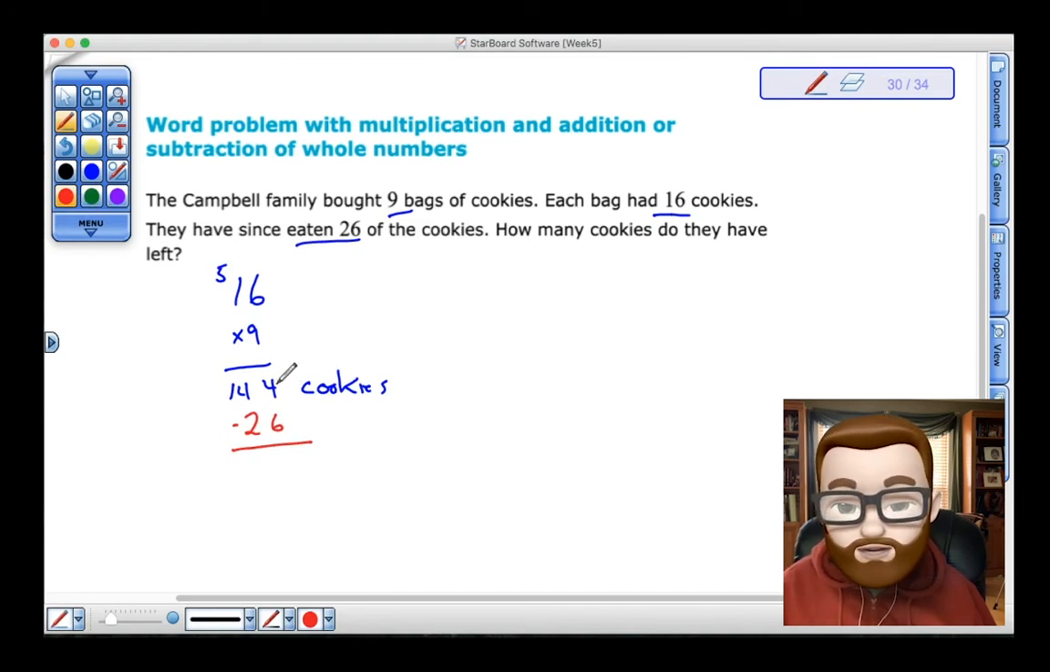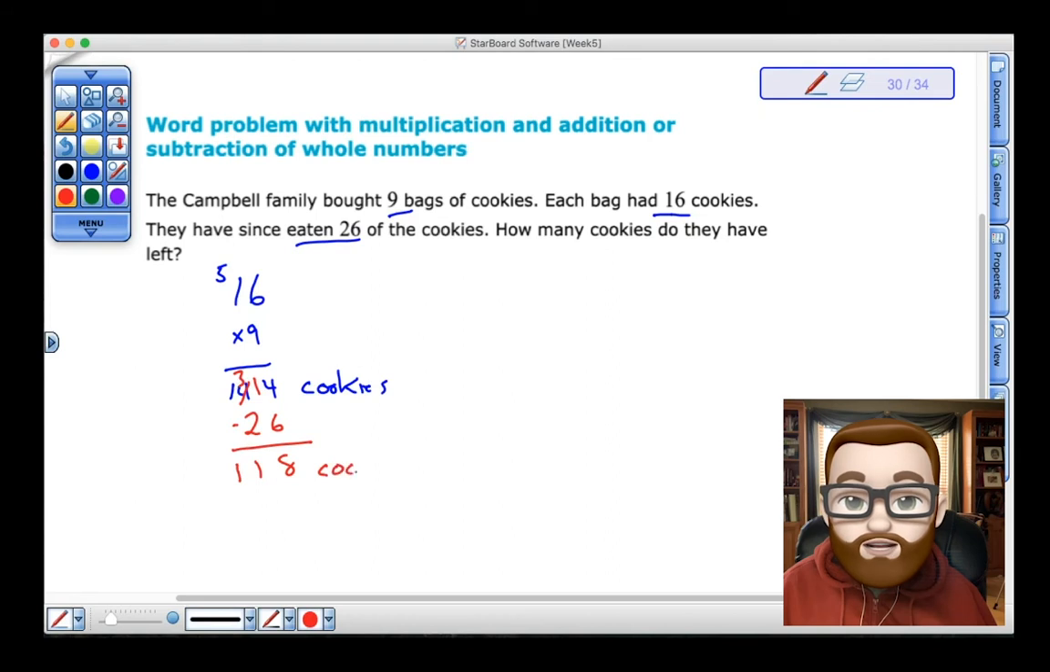4 minus 6, I can't do that very easily, so it means I'm going to have to borrow from the 4 next to it, meaning this 4 then becomes a 3. The other 4 then becomes a 14. 14 minus 6, I get an answer of 8. Then the 3 minus 2 is a 1. 1 minus nothing is 1, so I know I have 118 cookies left.